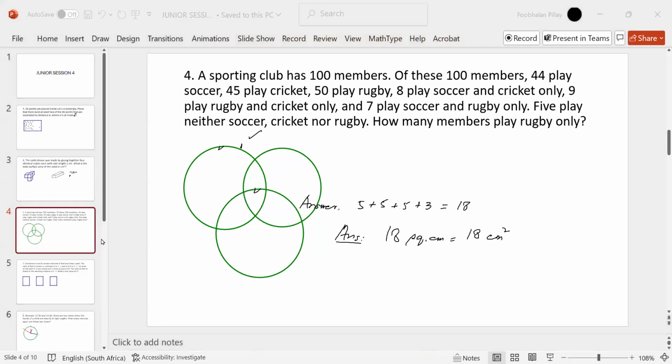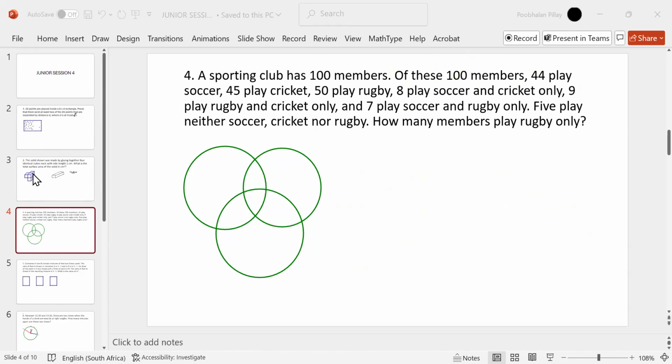Okay, so you've got a pretty long story here. It says a sporting club has 100 members. Of these 100 members, 44 play soccer, 45 play cricket, 50 play rugby, 8 play soccer and cricket only, 9 play rugby and cricket only, 7, and so on. A whole lot of information is given here, and they ask how many members play rugby only.